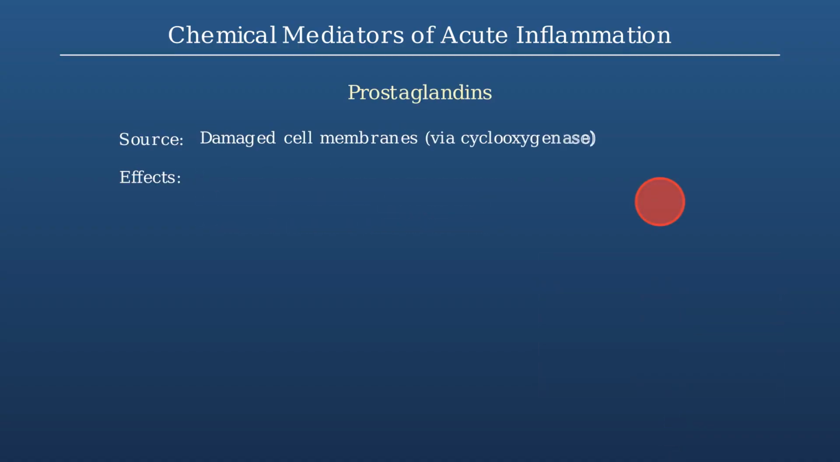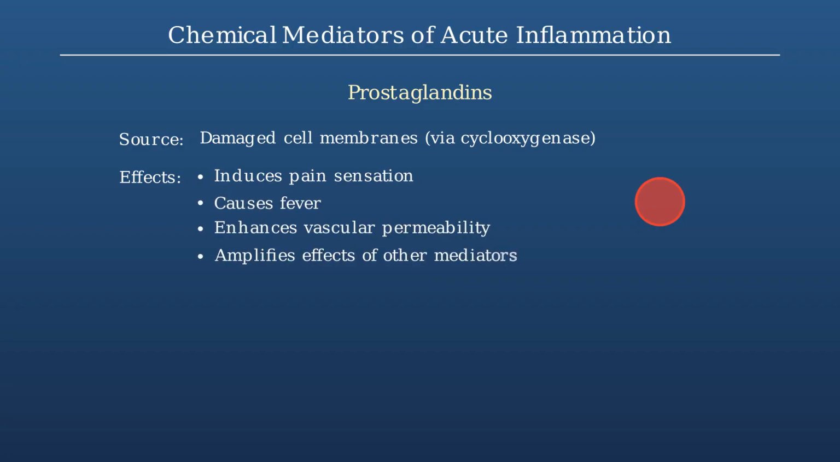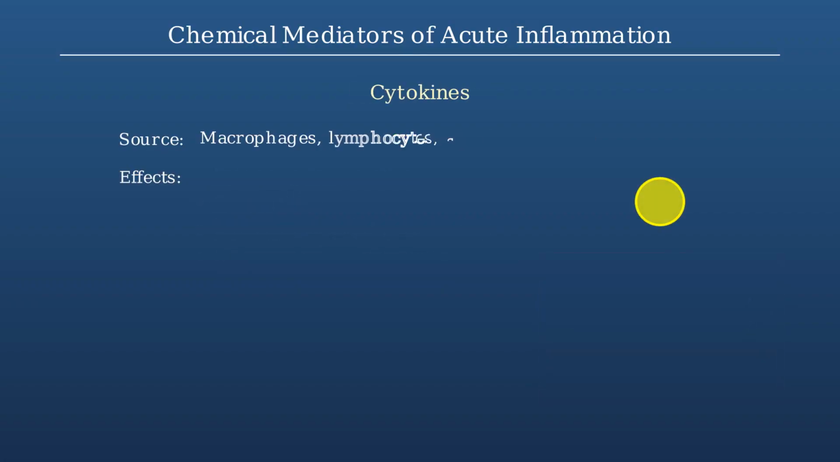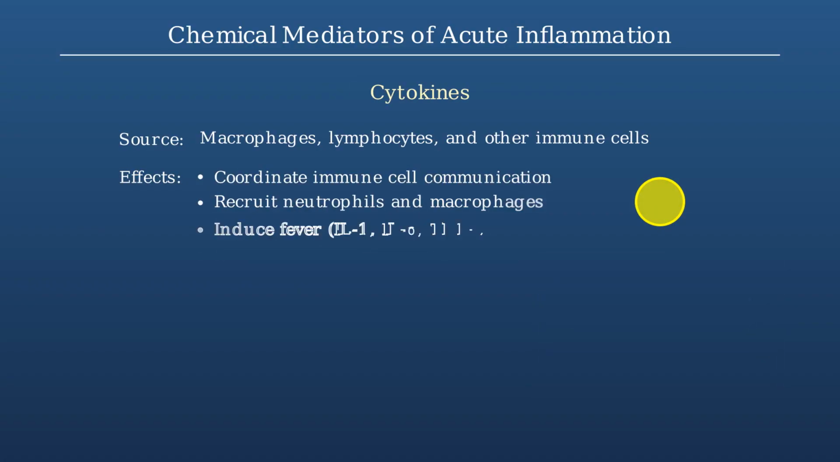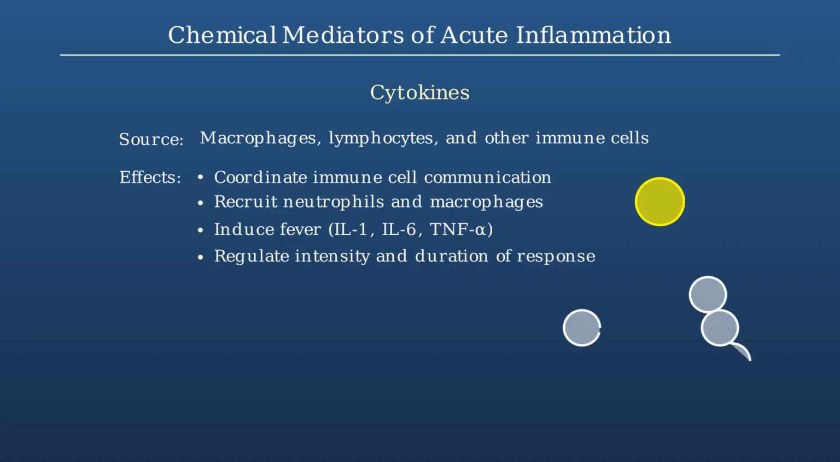Prostaglandins are produced from arachidonic acid in damaged cell membranes through the cyclooxygenase pathway. They are responsible for pain and fever during inflammation and amplify the effects of other inflammatory mediators. Cytokines are signaling proteins released by immune cells that coordinate the inflammatory response. They recruit additional immune cells, induce fever, and regulate the intensity and duration of inflammation.